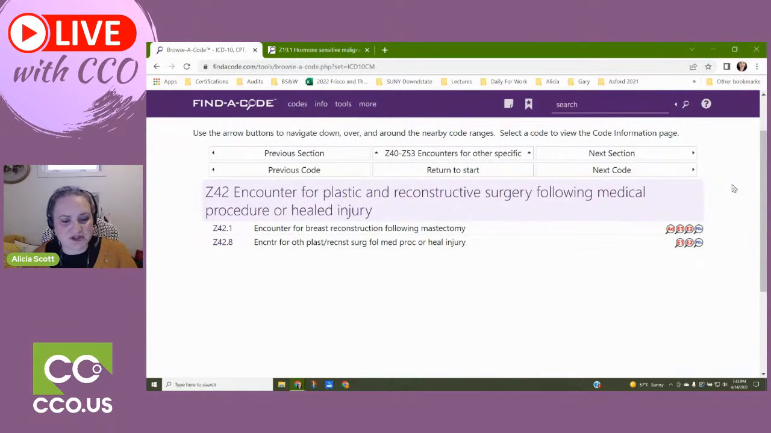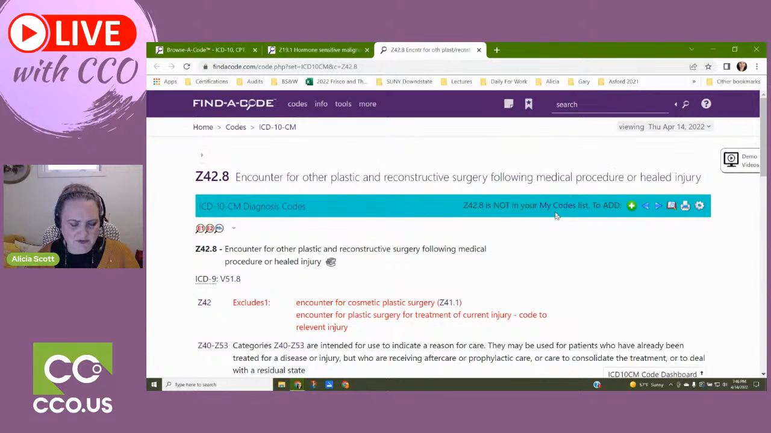Let's move on. Breast reconstruction following mastectomies and other plastic or reconstructive surgery following medical procedure or heel injury. HEAL. What is that one? Let's open that up. That one does not ring a bell to me. Is it abbreviated? Healed injury. Okay, I was gonna say, what do they mean? Because heal is HEEL, and I'm thinking, they have to condense that because it's too long. Okay, encounter for other plastic or reconstructive surgery following medical procedure or healed injury.